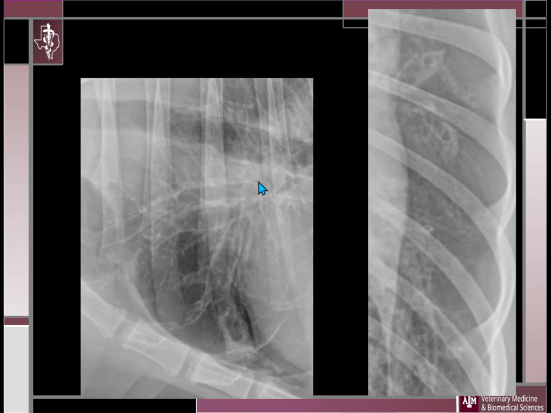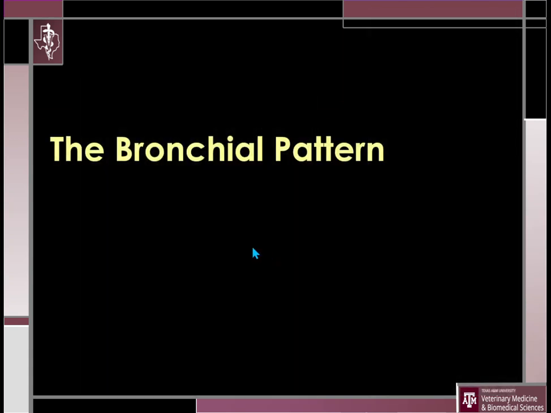Sometimes they don't taper very well, so this bronchus should be getting more narrow as it goes to the periphery of the lung. And if you notice, this bronchus is about the same size peripherally as it is up here proximally. So that suggests that we have a primary bronchial type disease or bronchial pattern.